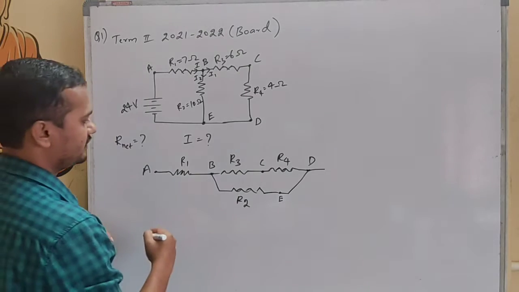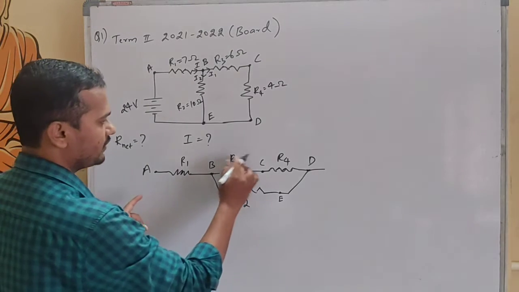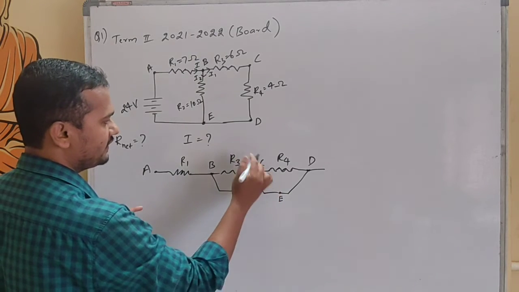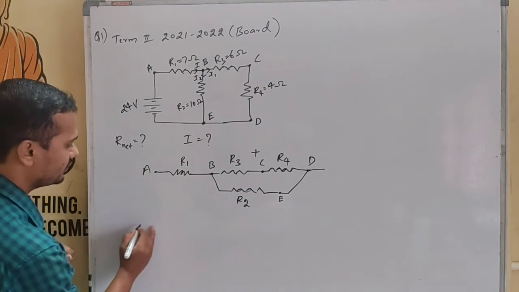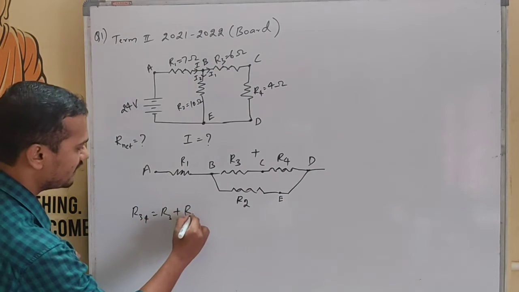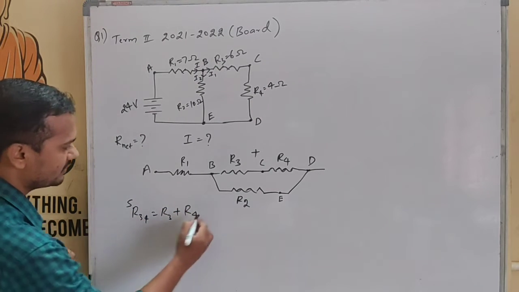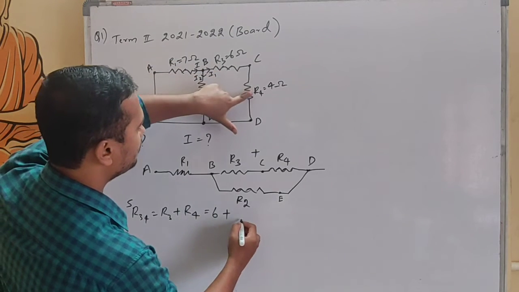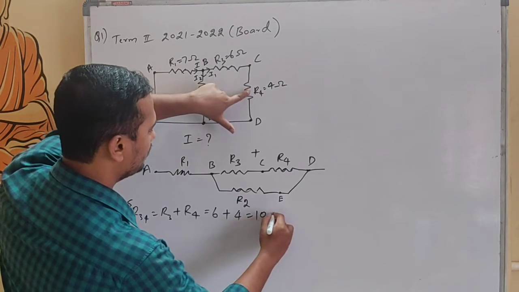Now you find the net resistance. First, let me take the net of R3 and R4. As these two are in series, you need to add. So R34 is equal to R3 plus R4, as these are in series. We have R3 equal to 6 ohm and R4 equal to 4 ohm, which is equal to 10 ohm.